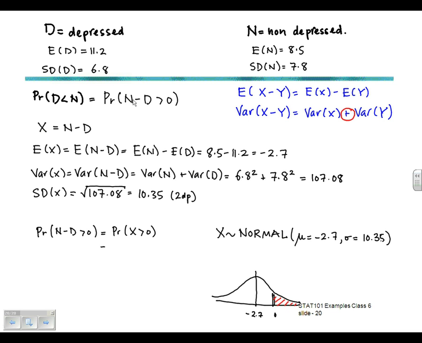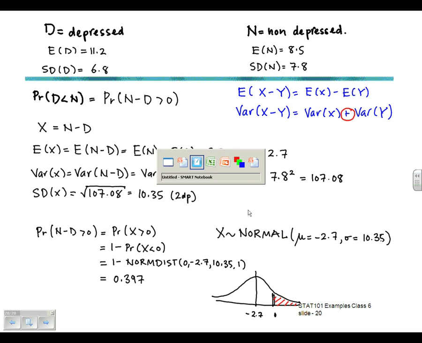So we can calculate that as 1 minus the probability that x is less than 0, and that is 1 minus the norm dist function in Excel using 0 for x, minus 2.7 for the mean of the normal, 10.35 for the standard deviation, and 1 for cumulative. And that probability comes out to be 0.397. And we can find that norm dist function in Excel.